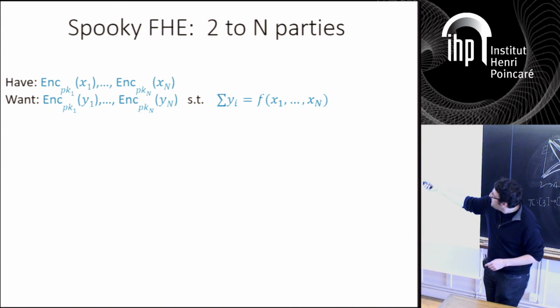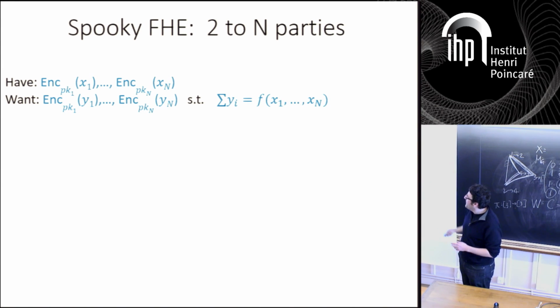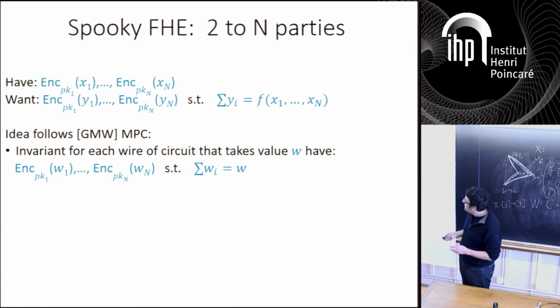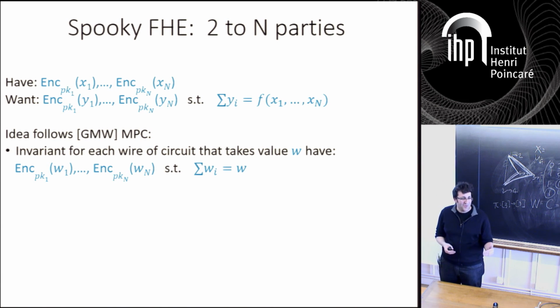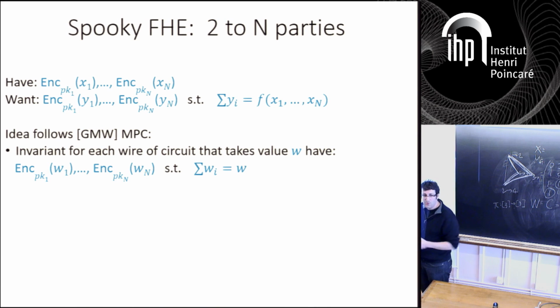Okay, so I have these encryptions of x1, I want to get encryption of y1, subject to this constraint. And the idea of how to do this actually follows the multi-party computation protocol of GMW, if you know what that is. If you don't know, don't worry, I'll pretty much tell you. So the invariant is that we're going to do this computation of a circuit 1 gate at a time. And the invariant is that for each wire of the circuit, as we compute, we have encryptions of W.